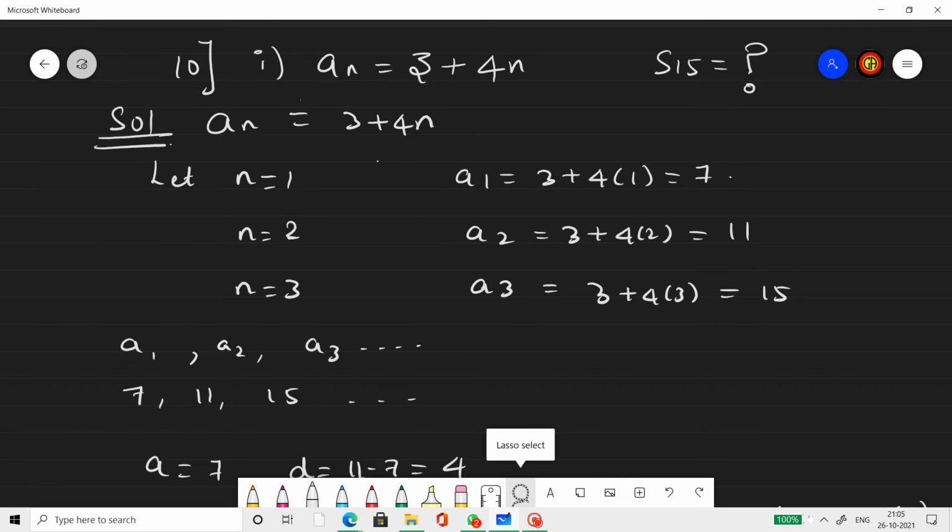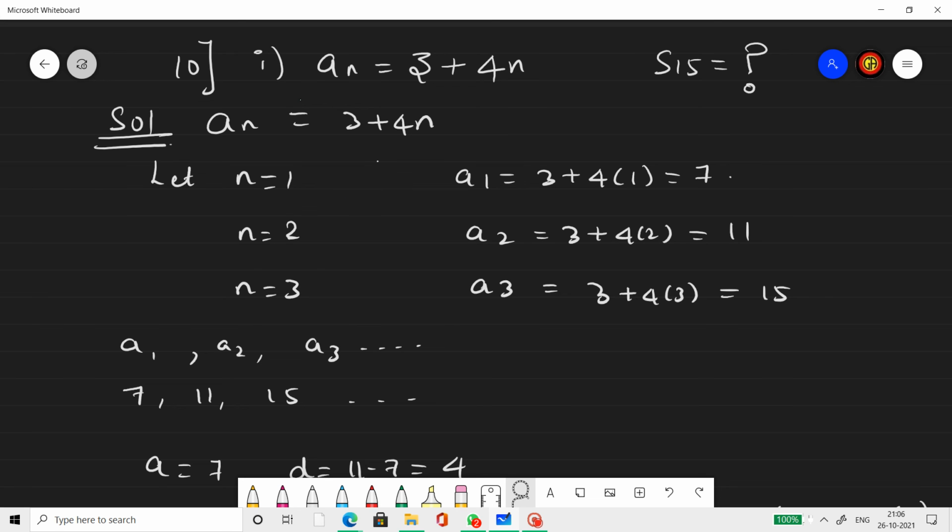So an is 3 plus 4n here. That means they have expressed an in terms of n by considering the a and d values already. Usually an is a plus n minus 1 into d, but they have considered the a and d values and made it in terms of n. Like in the previous sum we found Sn in terms of n, here an is given already in terms of n. So what matters to us is to find the first, second and third terms. n cannot be negative, so n starts from 1.